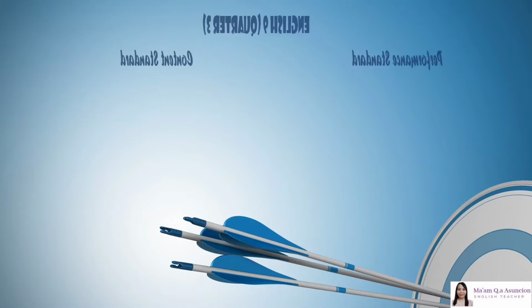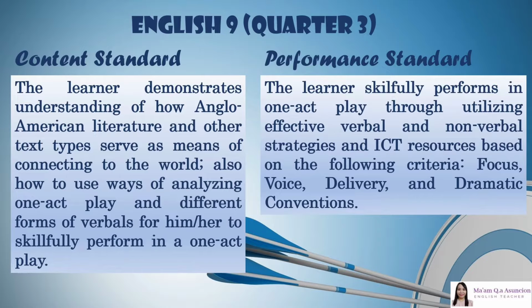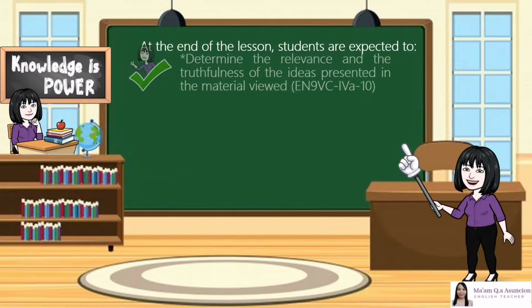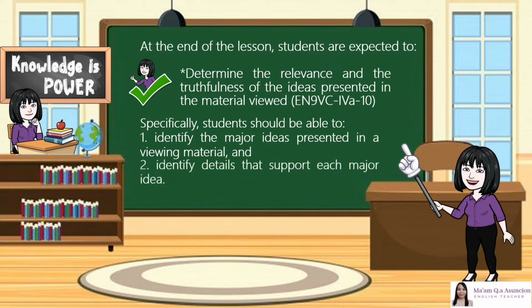These are our content standard and performance standard in English 9, Quarter 3. At the end of the lesson, students are expected to determine the relevance and the truthfulness of the ideas presented in the material viewed. Specifically, students should be able to: 1. Identify the major ideas presented in a viewing material, and 2. Identify details that support each major idea.